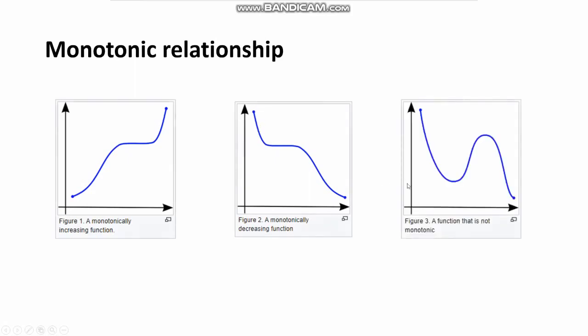But here there's not a monotonic relationship. You cannot use a Spearman rank correlation for this type of scatter plot, because as the value of x increases, the y sometimes decreases and sometimes goes up. Okay, so there is not a monotonic relationship, and you can't use Spearman correlation for this type of relationship.